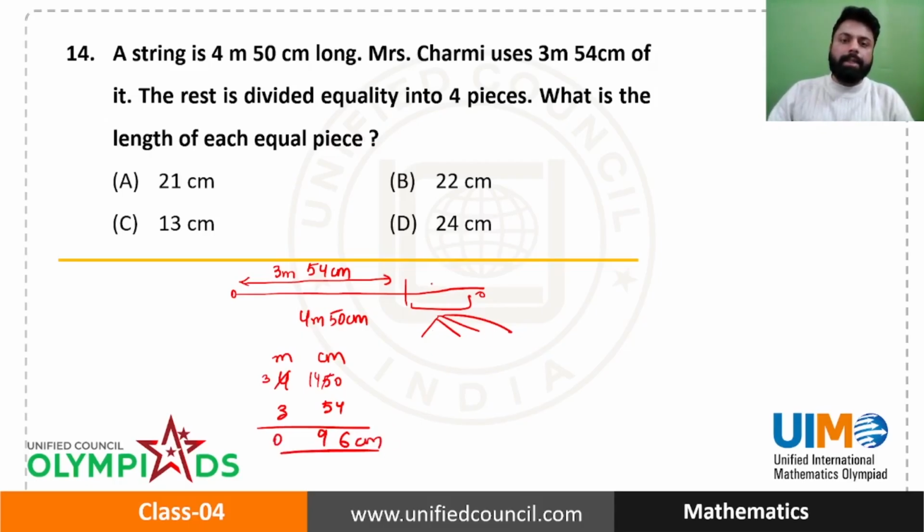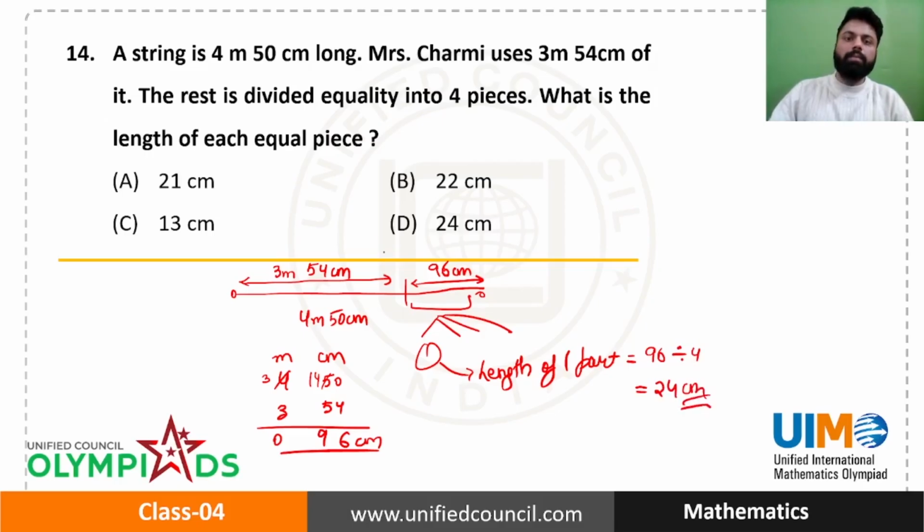Now 96 centimeter is divided into 4 parts, so the length of one part is equal to 96 divided by 4, that is equal to 24 centimeters. The option is the correct answer.